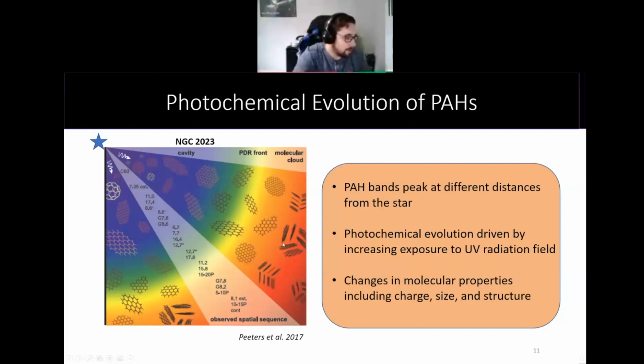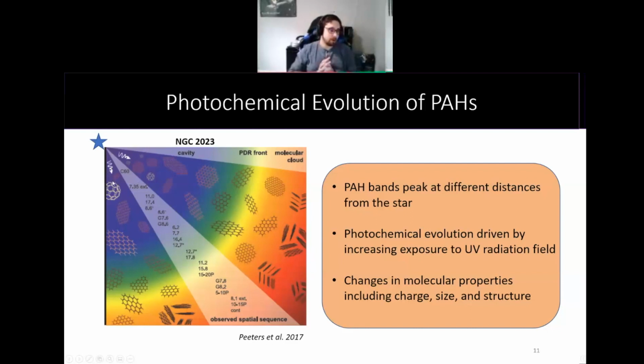So if you look at this diagram, within a molecular cloud region, you have larger PAH clusters or very small grains. Moving inwards, you have larger regular PAHs. And at the PDR front, you have neutral PAHs. Moving inwards, you have a transition into more ionic PAHs. And finally, this gives rise to the formation of fullerenes.